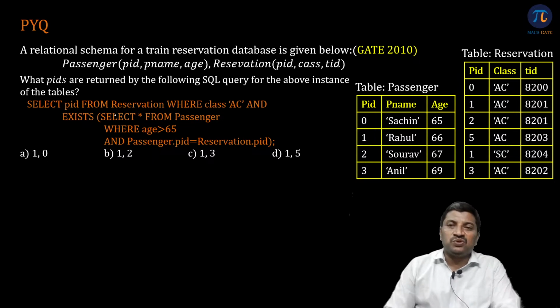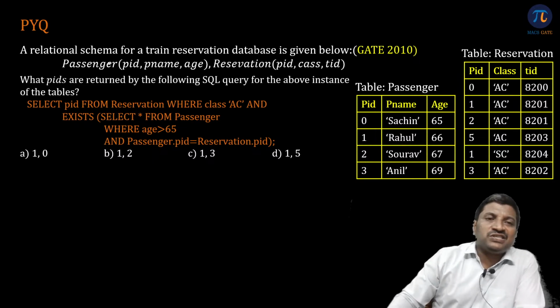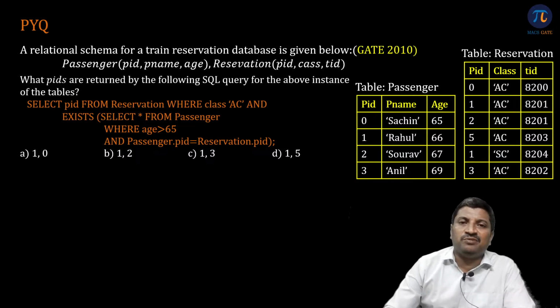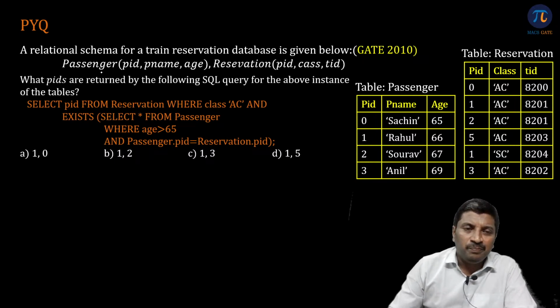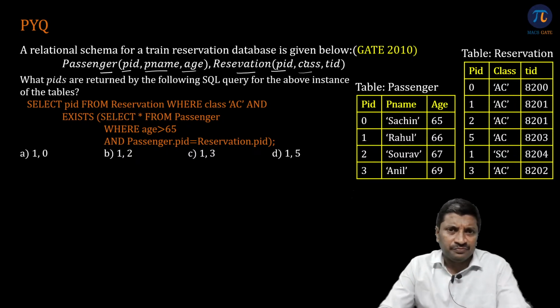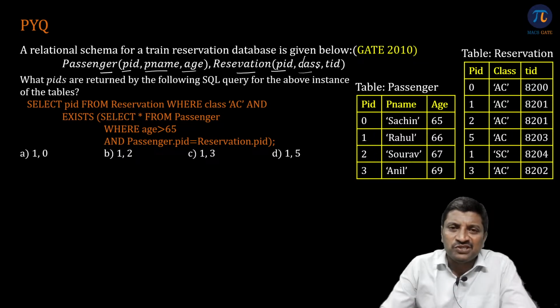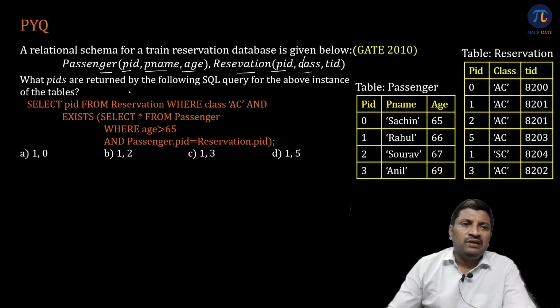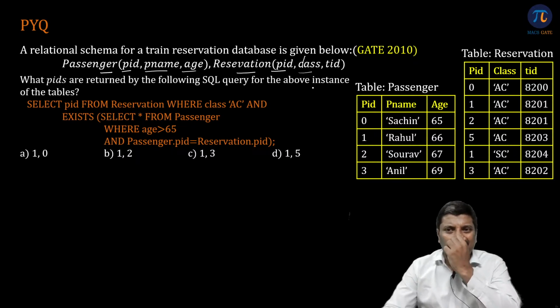So let us do one previous question, sir. A relation schema for a train reservation database is given below. Passenger: passenger ID, passenger name, age. Reservation: passenger ID, class, then TID, ticket ID. Which PIDs are returned by the following SQL query for the above instance of the tables?